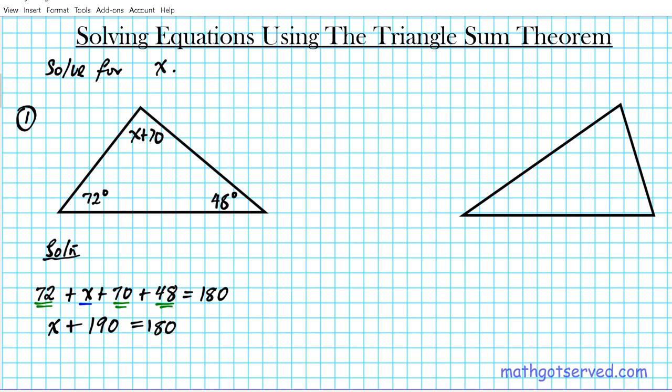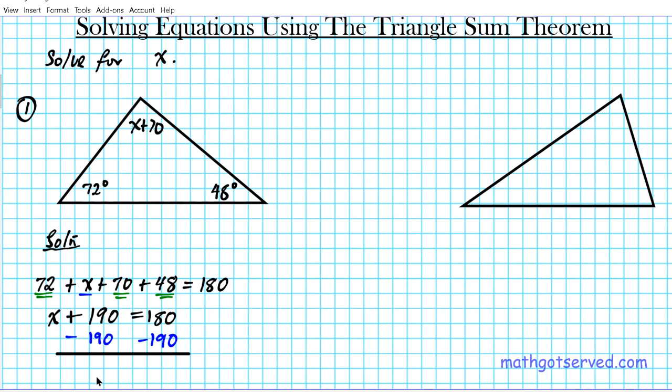Now to get x by itself, we're just going to subtract 190 from both sides. Remember, the inverse of addition is subtraction. We learned that in Algebra 1. So if we subtract 190 from both sides, that will result in the isolation of x, and we'll have our final answer. X is equal to, now the signs are different, so you subtract and keep the sign of the bigger. X is equal to negative 10.